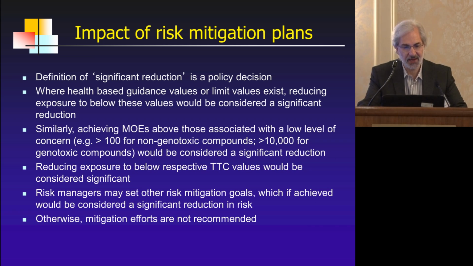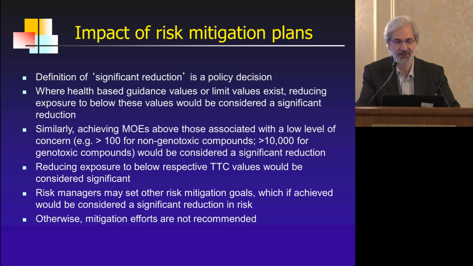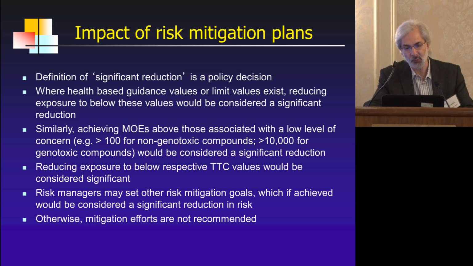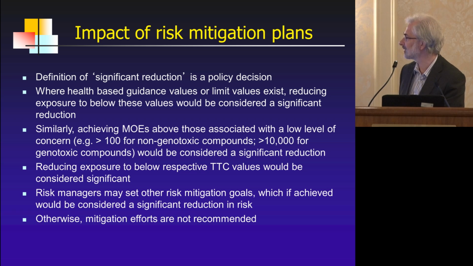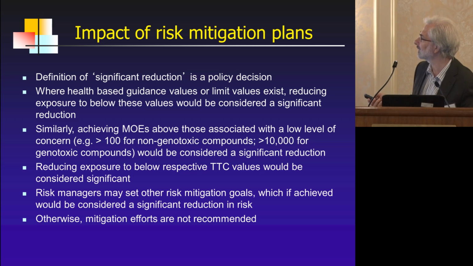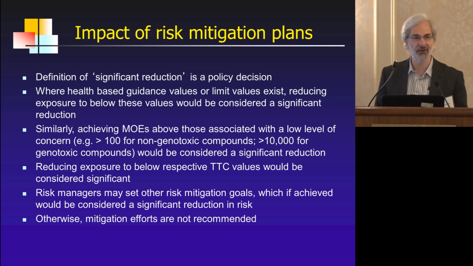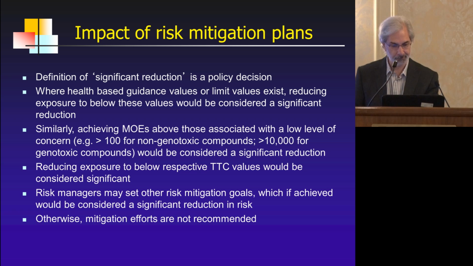So the definition of significant reduction, again, is a policy decision. How much do we have to reduce risk to consider a mitigation plan has achieved something worthwhile, or where we consider we shouldn't be bothering? Where there's a health-based guidance value or a limit value existing, reducing exposure to below those values would be considered a significant reduction. In other words, if I've got a TDI and it's here, then clearly by getting exposure below the TDI, I've produced a significant reduction in risk. And I think most people would accept that.